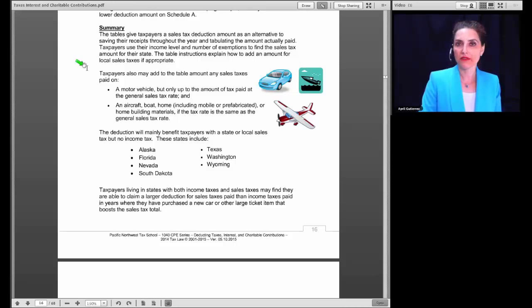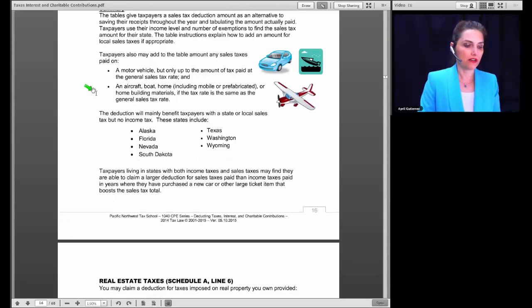Taxpayers use their income level and the number of exemptions to find the sales tax amount for their state. The table instructions explain how to add an amount for local and sales taxes if appropriate. Now, taxpayers may also add to the table any sales tax that is paid on a motor vehicle, but only up to the amount of tax paid at the general sales tax rate, and also tax paid on an aircraft, boat, home, including a mobile or prefabricated home, or home building materials, if the tax rate is the same as the general sales tax rate.